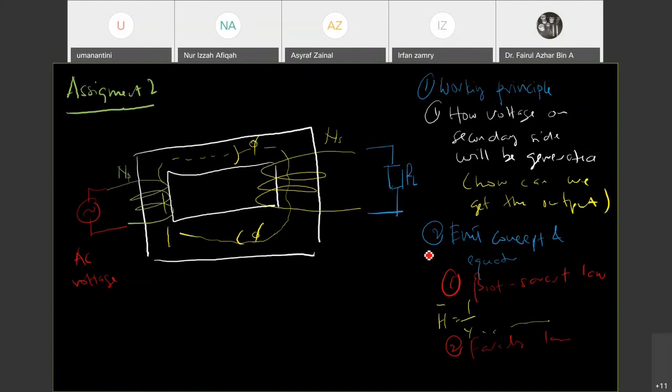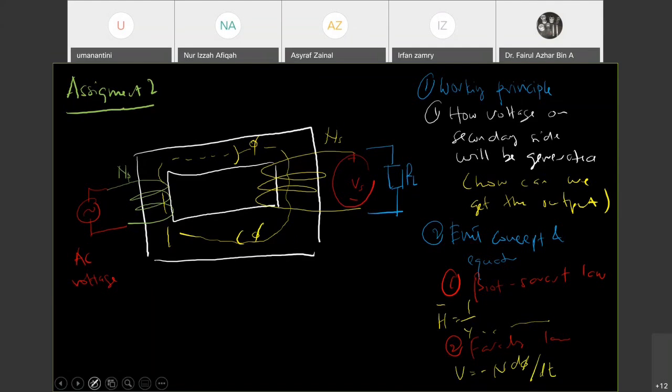In this Faraday's law, because we have a flux here, the flux will cut this winding, and because of that we'll have some value of potential appear here. So how can we get it? It's by using Faraday's law, where V is equal to minus N d flux divided by dt. The flux can be expressed by using this formula.